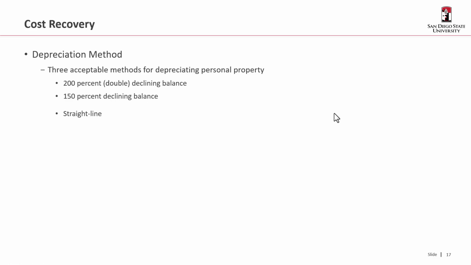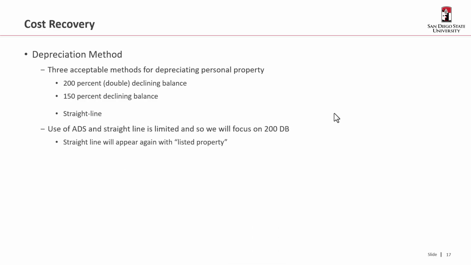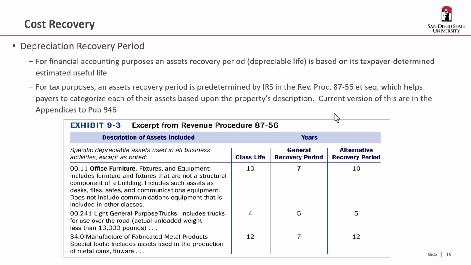All right, so we talked about these depreciation methods, the three acceptable versions: double declining balance, 150% declining balance, and straight line. Again, use of ADS and straight line is limited, so we'll focus on double declining balance. So the recovery period, you can see what those are. We talked about establishing what the class life is. So the class life was like for furniture and fixtures down in the table below. The class life is 10. But look, you can see that the general recovery period, which is GDS, right? That's the one we almost always use, is 7 years.